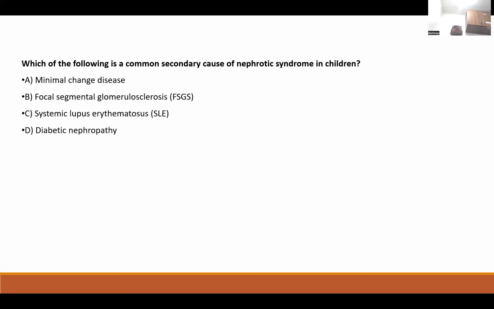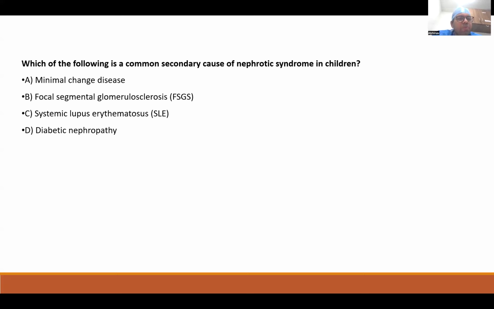Till now we have discussed the most frequently asked topics centered around primary nephrotic syndrome. Now we'll look into some important things which you must know about secondary causes of nephrotic syndrome. Which of the following is a common secondary cause of nephrotic syndrome in children? A. Minimal change disease. B. FSGS. C. SLE. D. Diabetic nephropathy. I think it's very easy here. You can rule out options. It's not A or B, they are primary causes. So it should be between C or D.